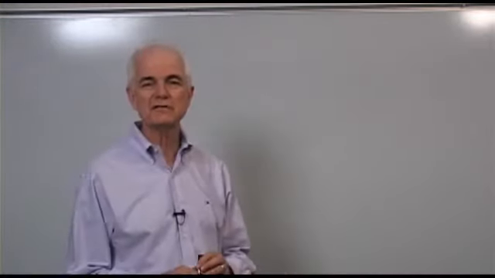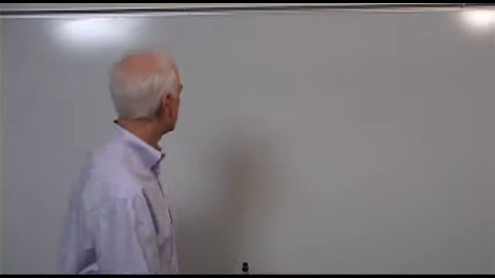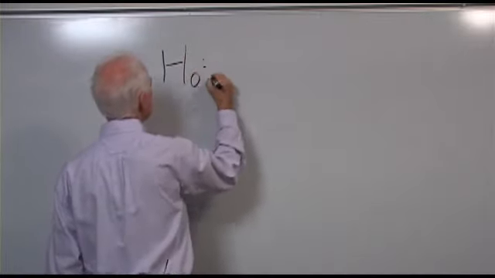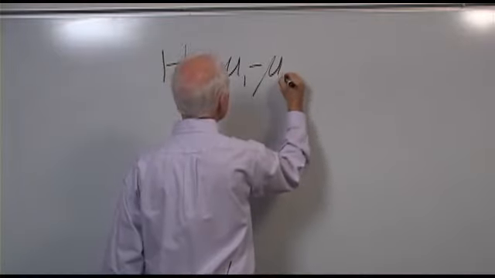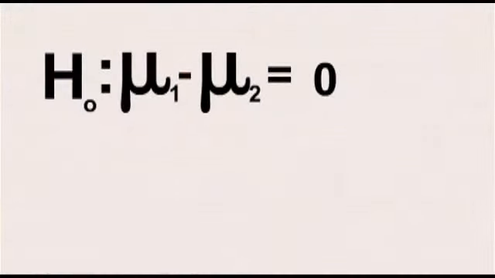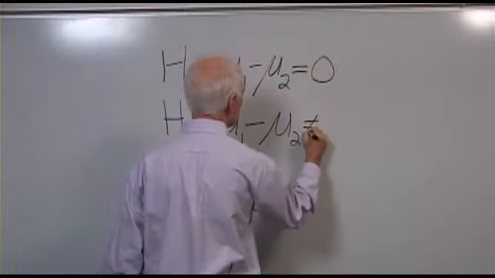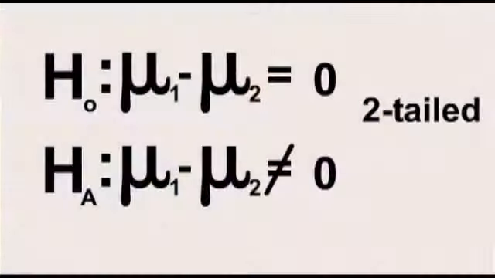In testing the differences in two population means, we usually use hypotheses that go like this. The null hypothesis is that the difference in population mean 1 and population mean 2 is 0. The alternate hypothesis is that the difference in the two population means is not 0, and that's if we use a two-tailed test.